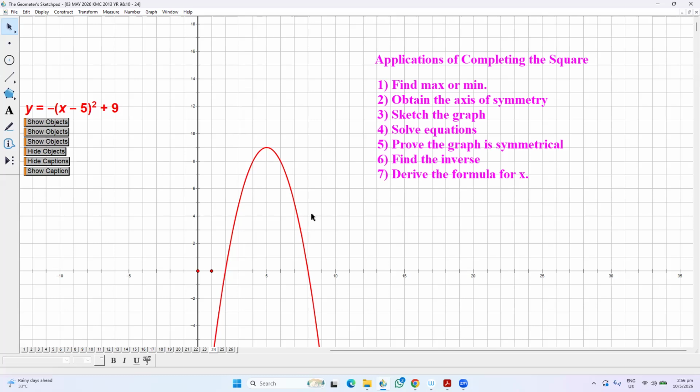People ask, how do you know it's symmetrical? You can prove. You can find the inverse. All these are from Form 4. The formula maybe you learned in Form 3, I don't know. So anyway, in future, you take note, there are so many applications. Completing the square is very, very much used. Up to Form 6 also, used a lot.